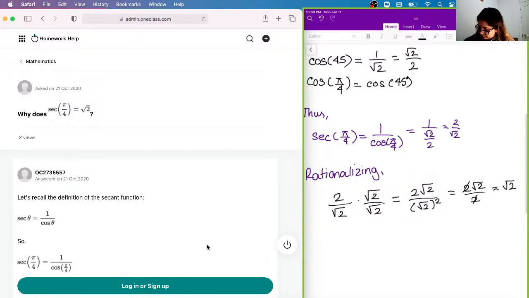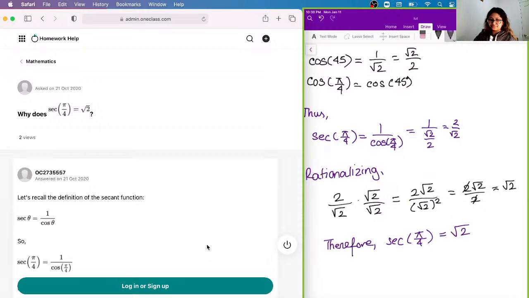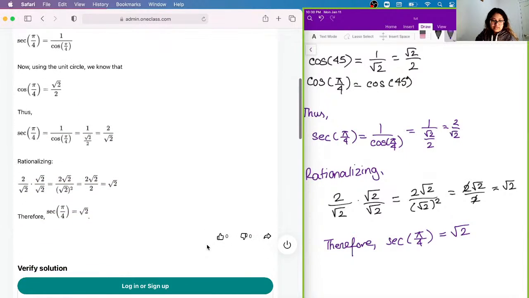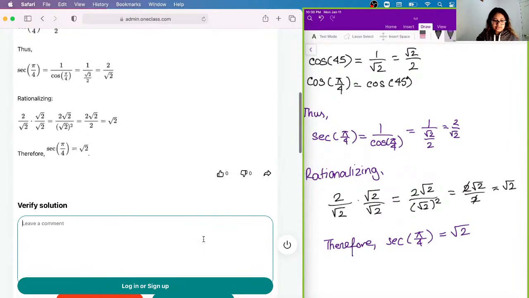And so, therefore, your closing statement: secant of pi over 4, which is basically the angle 45, is equal to square root of 2.